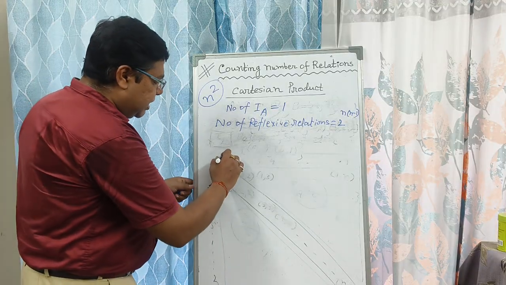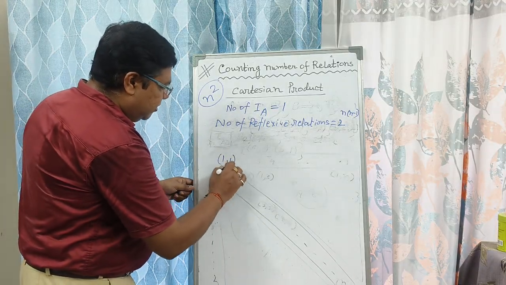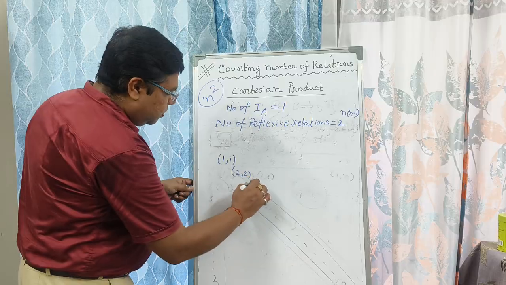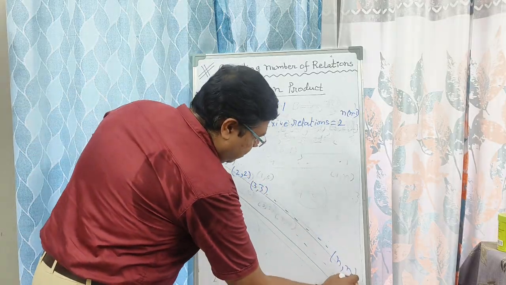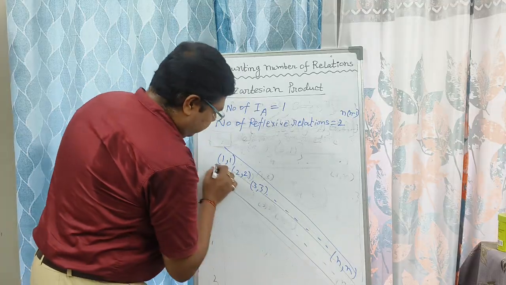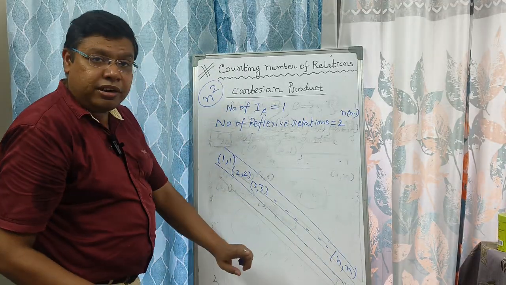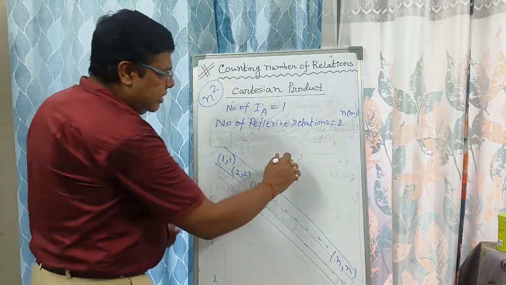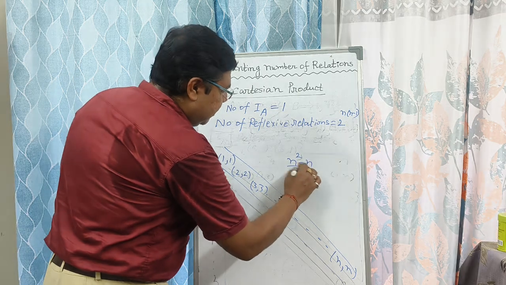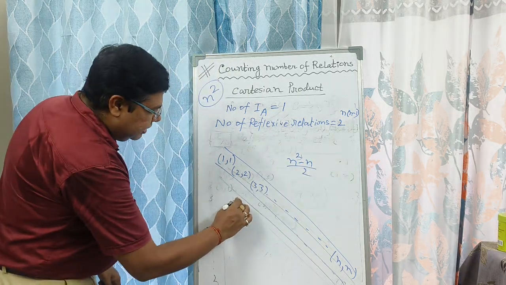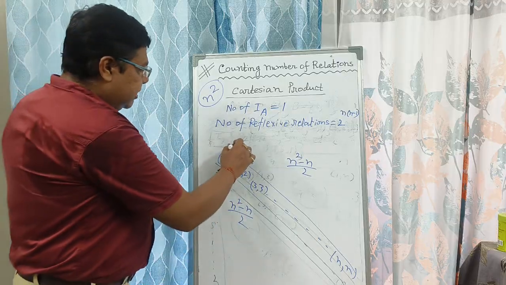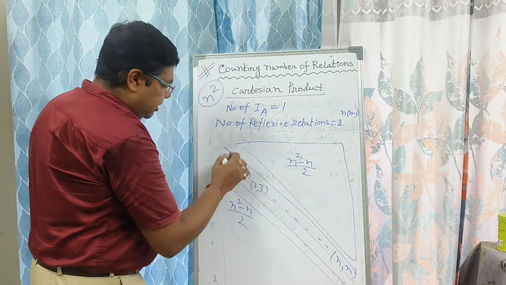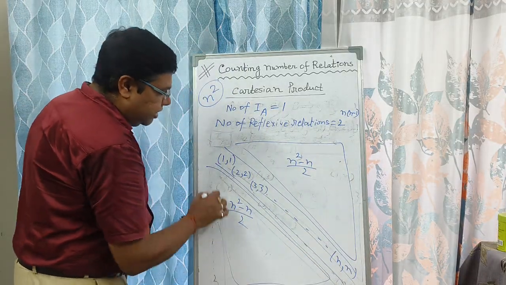Again I am making that chart. Here those elements were there, 1 1, 2 2, 3 3, up to n comma n. Here n elements were there, total n square was there, this side n square minus n by 2 elements were there, and this side also n square minus n by 2 elements were there. Clear? In this triangle these many elements were there, in this triangle these many elements were there.